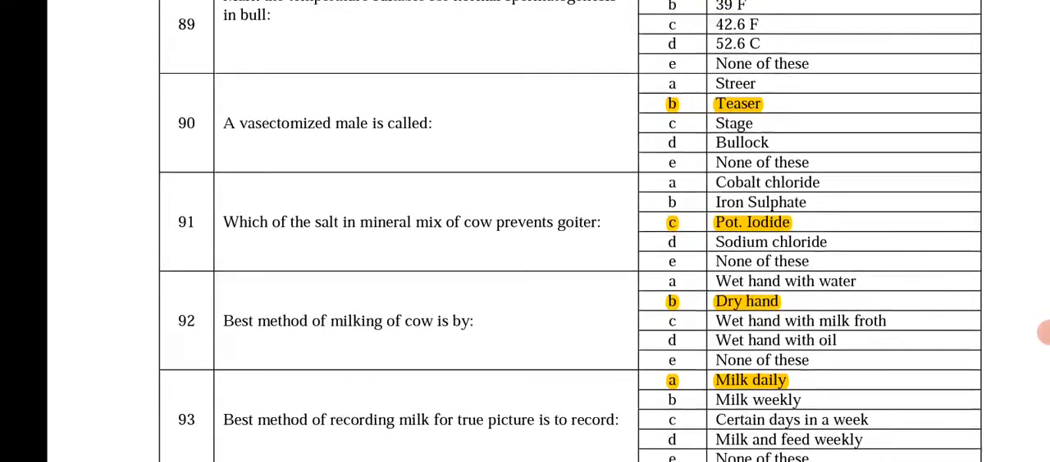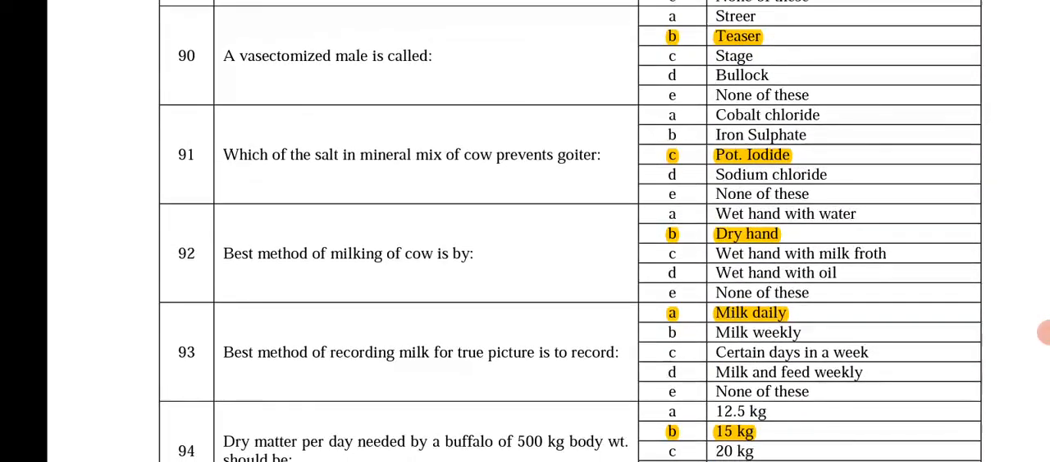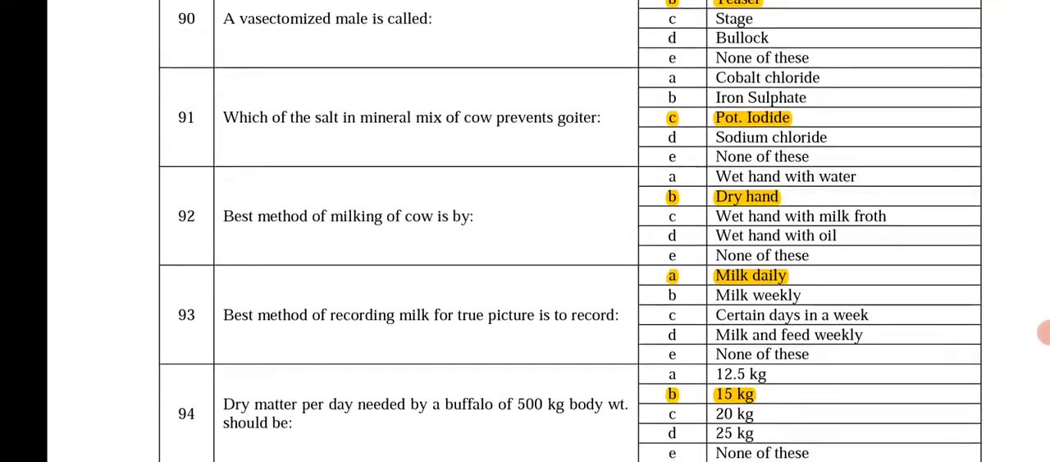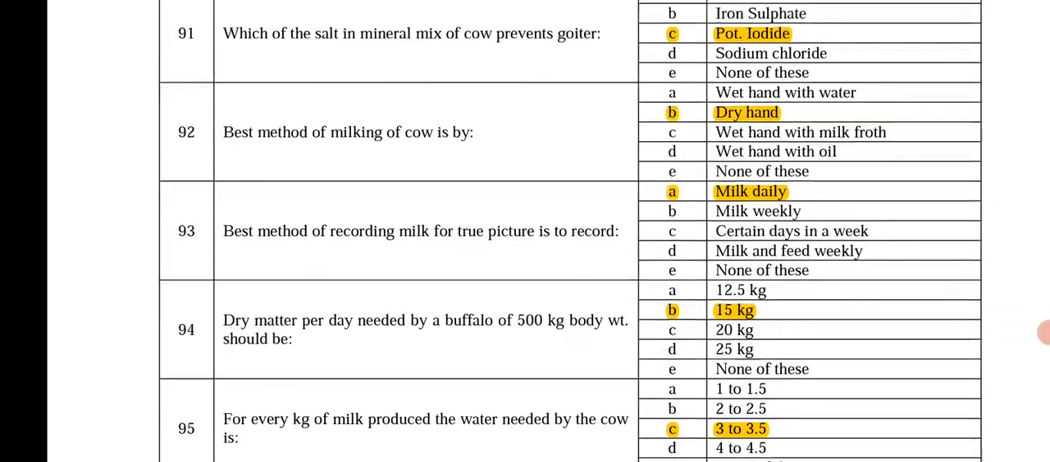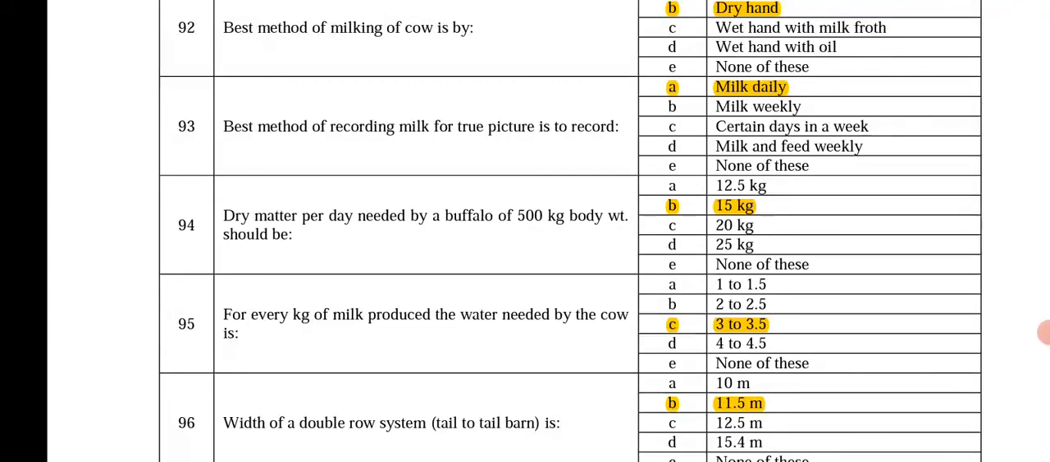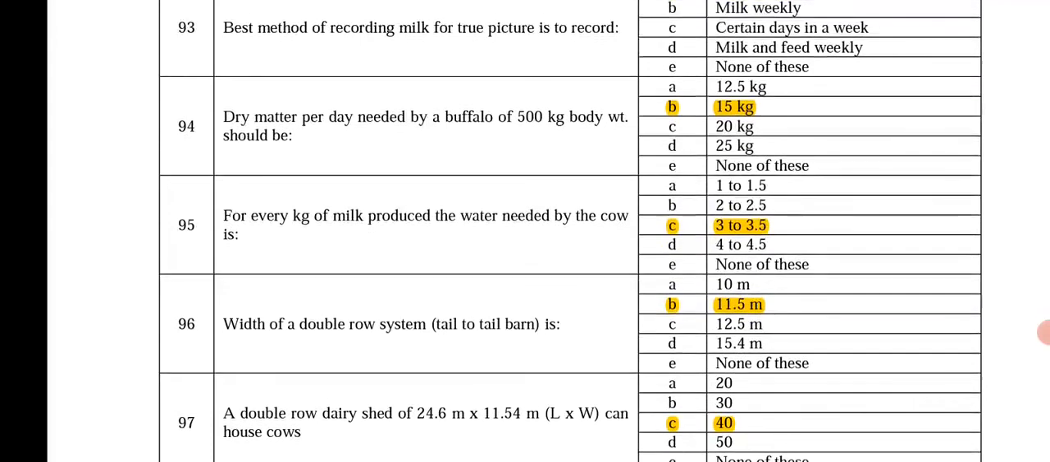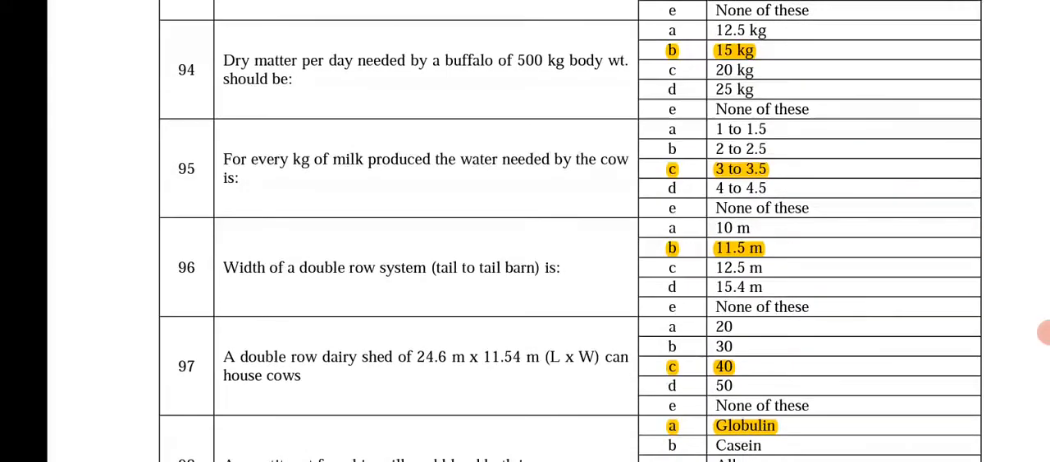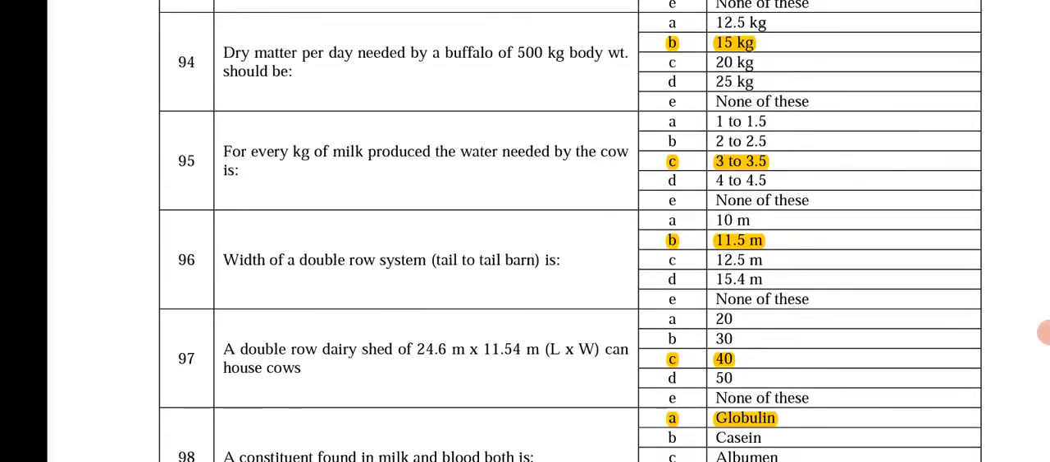Which of the following mineral mixtures of cow prevents goiter? Potassium iodide. Best method for milking in cow is by dry hand. Best method for recording milk for true picture is to record milk daily. Dry matter per day needed by a buffalo of 500 kg body weight should be 15 kg. For every kilogram of milk produced, the water needed by the cow is 3 to 5 kg.